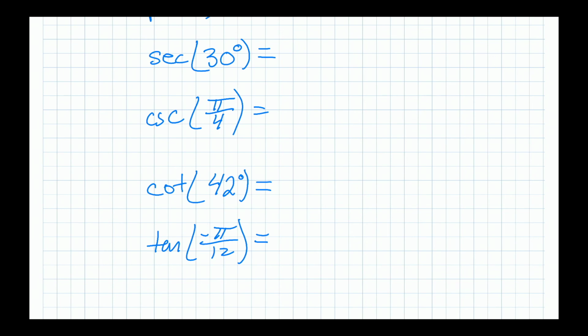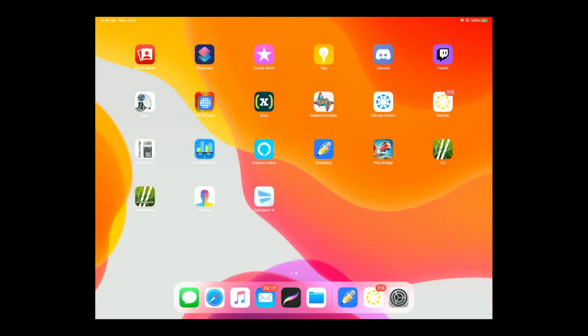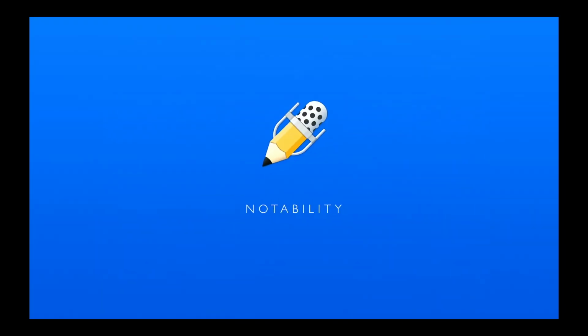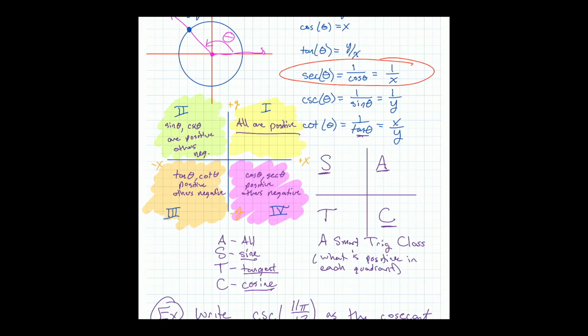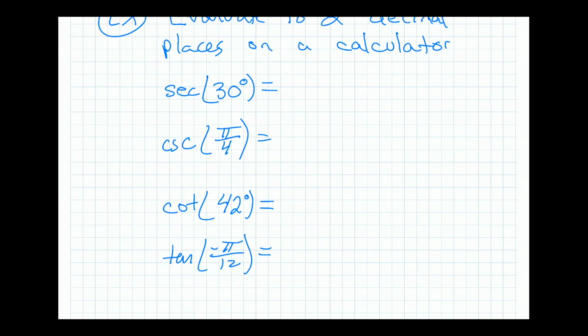So, how do we do them? We're going to use a calculator, okay? So you can use whatever calculator you want. I've got this one. Remember, the key thing here is making sure you know whether you're in degree mode or radian mode, otherwise you can't get the right answer. So our first one we're evaluating is secant 30 degrees. So we should be in degree mode.